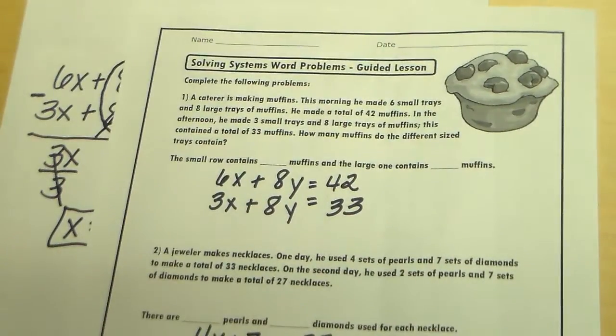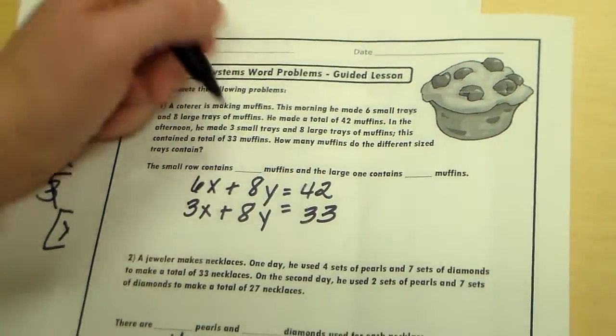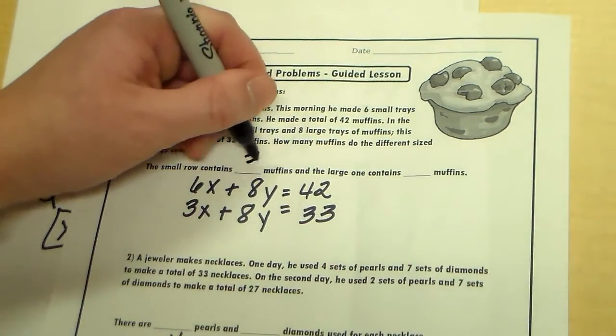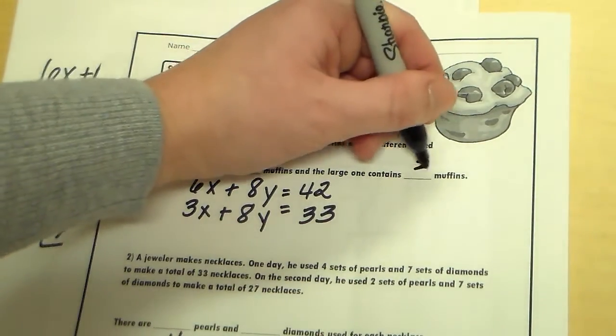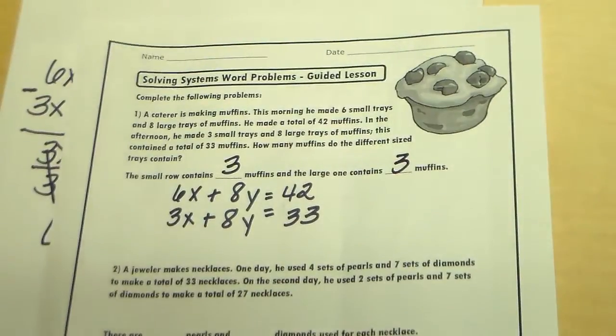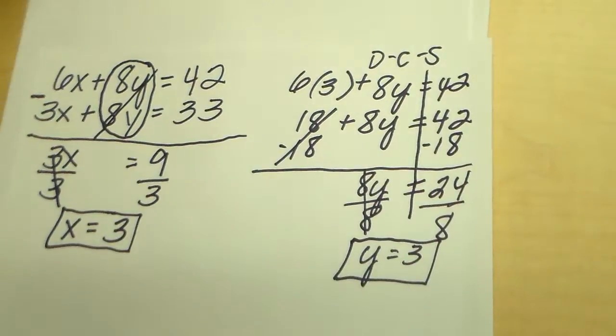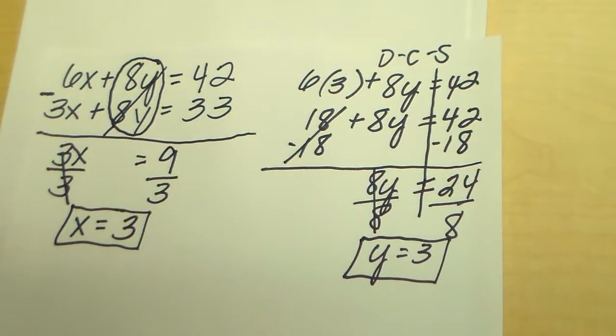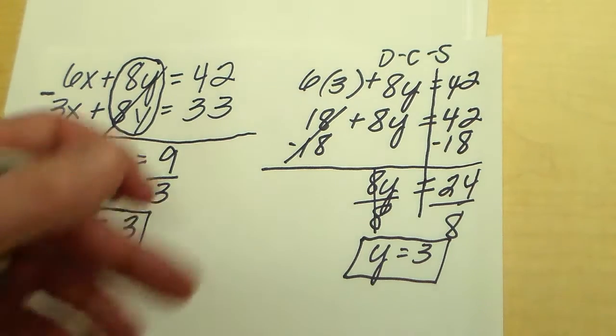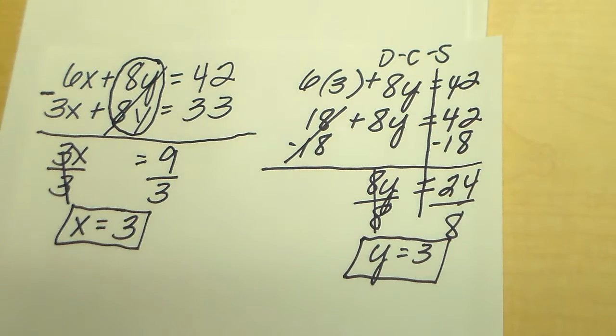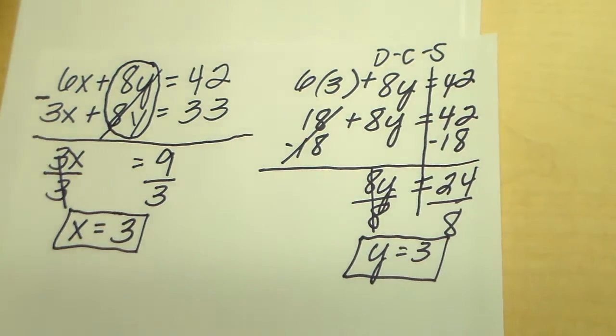We ended up finding out that the small row contains 3 muffins and the large one contains 3 as well. So that was the answer we got in class. This is a much shorter set of steps than what we did in class by substitution, and we got rid of dealing with fractions and decimals that we don't like very much.